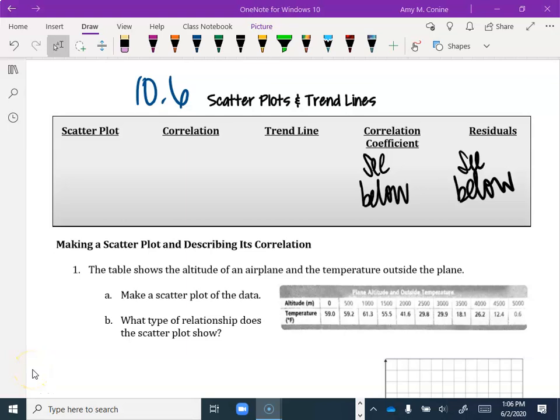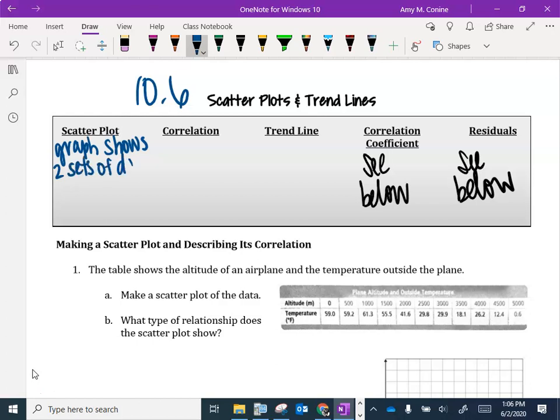All right, so 10.6, scatter plots and trend lines. So we've got a few things we need to talk about, and bear with me, it's kind of all over the place, all right? So first thing is, what is a scatter plot? This is a graph that shows two sets of data. Sometimes this is called bivariate data, because there's two sets of data, so two variables. That's all that is. So we're going to skip correlation for a second.